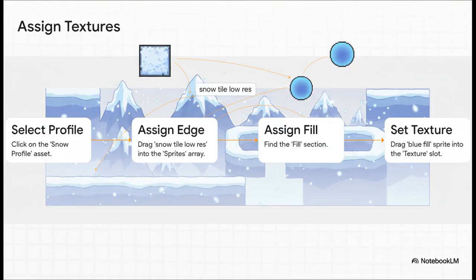In your project window, find and click on your snow profile asset. That'll open it up in the inspector. Right at the top, you'll see something called sprites. This is just a list for all the edge textures. Find our snow tile low-res sprite and just drag it into that list. You should immediately see the border of your shape update in the scene. How cool is that? Then just scroll down a bit to the fill section and drag the blue fill sprite into its texture slot. And just like that, our shape has a brand new identity.